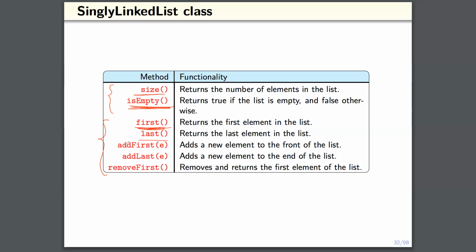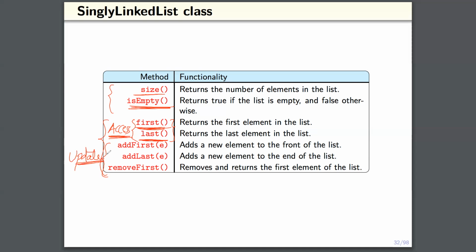Get me the first element, get me the last element. That's it. Don't change them. So you just want to access the first and last elements, but you don't want to change the data structure. And then you have add first, add last, remove first. That means these are update methods. These are access methods. You are just accessing, getting the information, not changing the information.